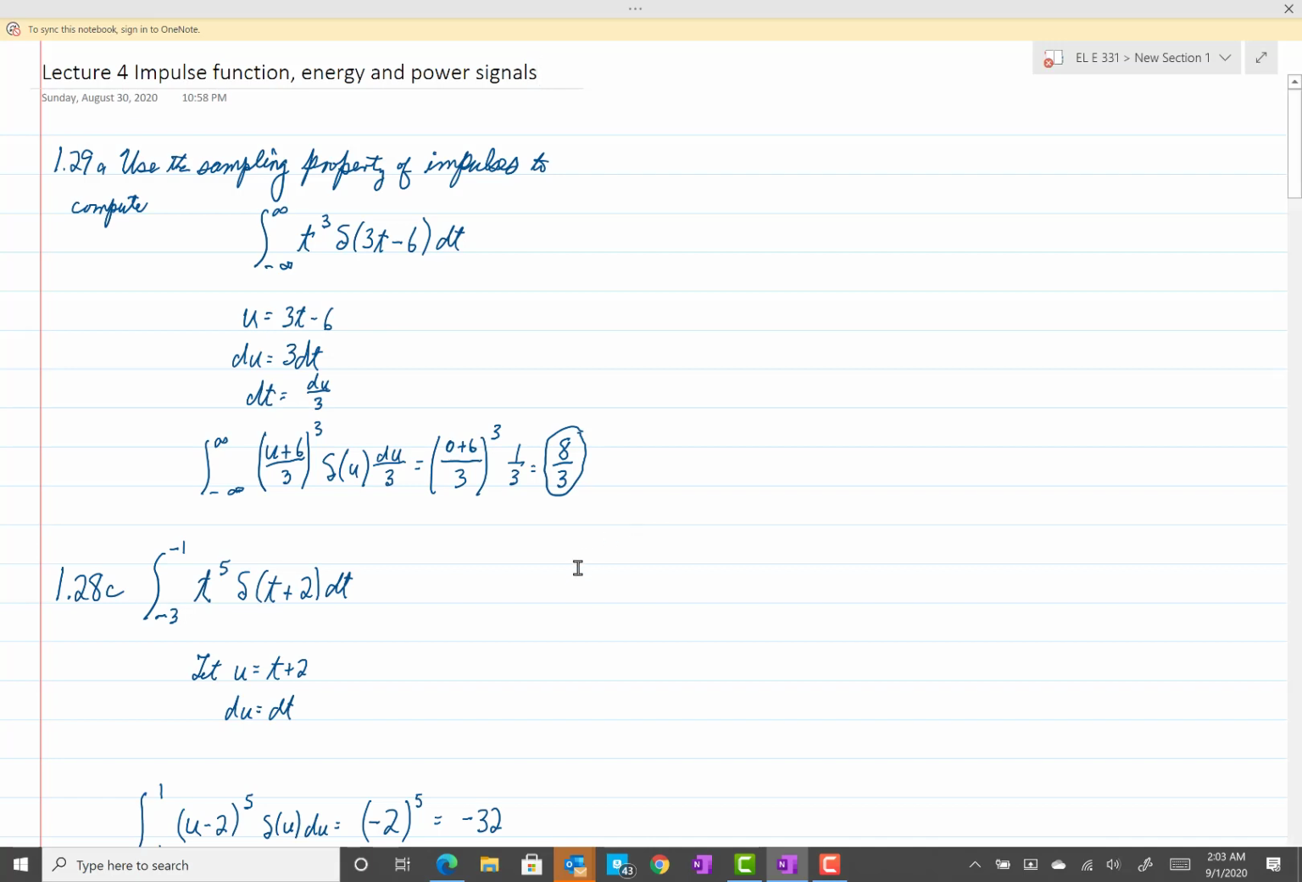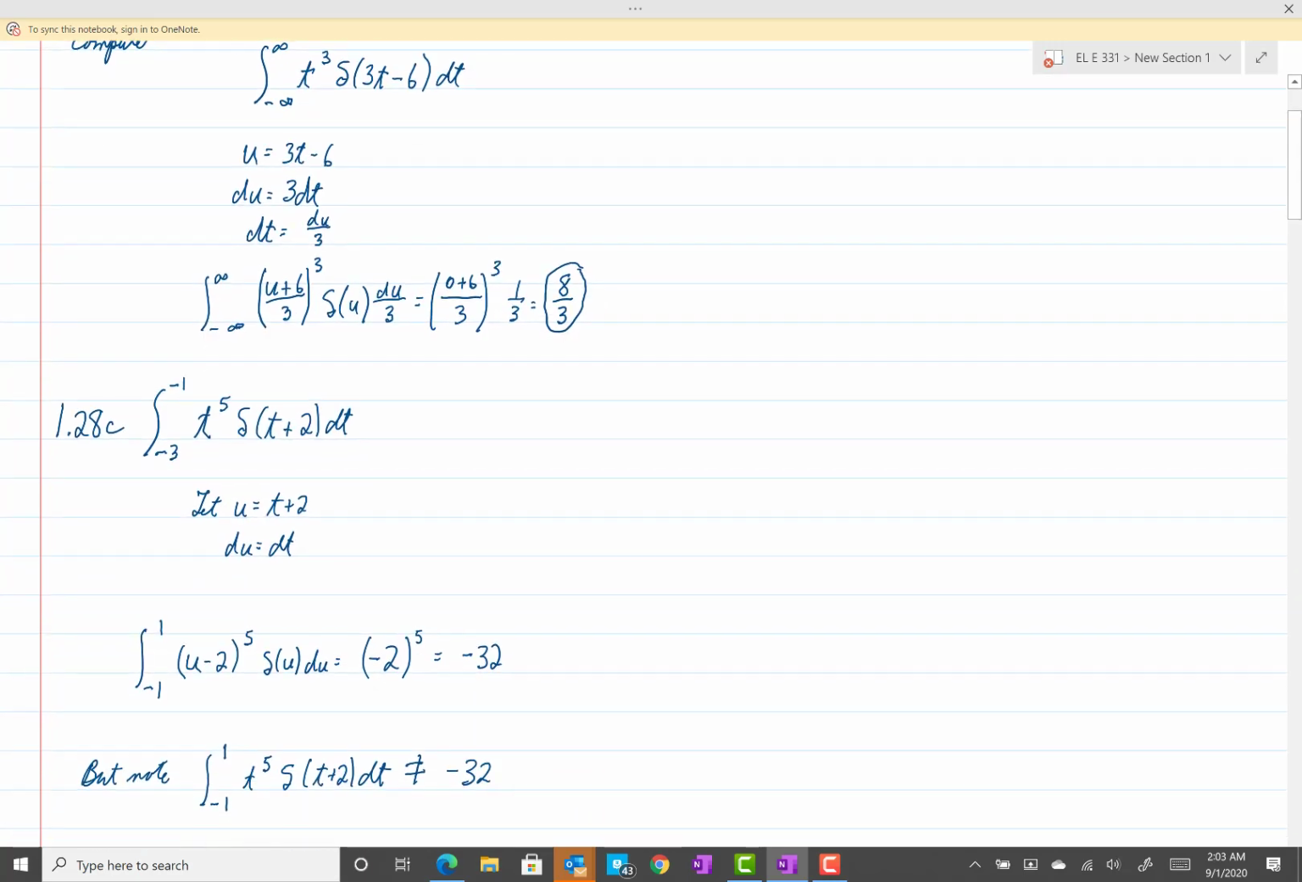Let's look at another example. In problem 128C, again, the argument of the delta function is not a single parameter. And so we will again introduce a change of variable, and this time again I'll call it u, but this time we'll let u equal t plus 2. And if we take the differential on each side, we get du is equal to dt.